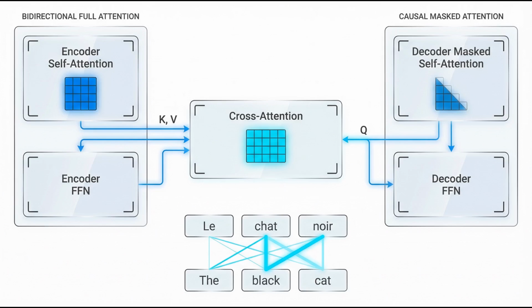The decoder generating the word "cat" focuses attention on "chat" in the encoder's matrix. Then, generating "black," it shifts attention to "noir." Cross-attention dynamically points to which portions of the input are most relevant right now. The encoder runs once on the input. Its output is reused in every decoder layer and at every generation step. This is an elegant architectural pattern.